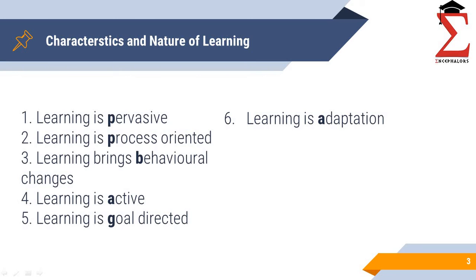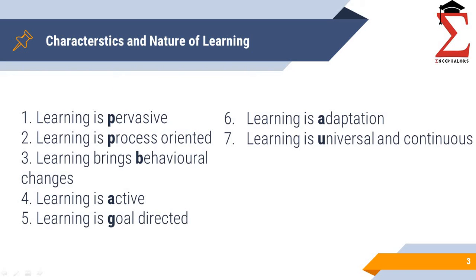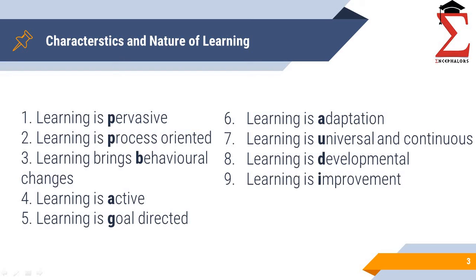Learning is adaptation. As we spoke of in the definition, we saw how learning can be modified, tweaked, and adapted. That's a feature of learning. Learning is universal and continuous. So learning is not restricted by boundaries. It is universal, it is throughout, and it is continuous. There is no end to learning, and that's why we say we need to be lifelong learners. Learning is developmental, right? When we learn, there's a lot of development and improvement, and we get updated with what's happening in the real world out there.